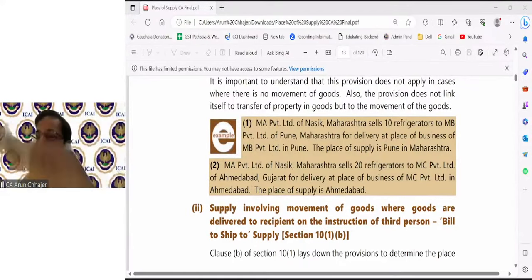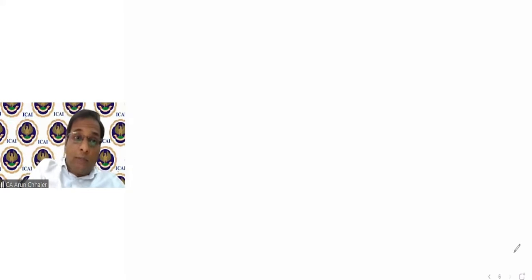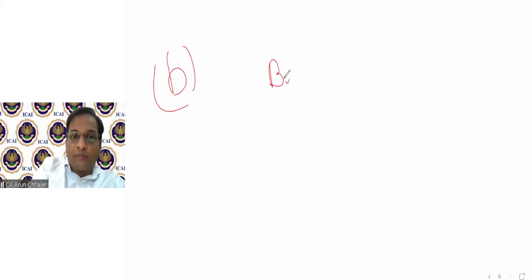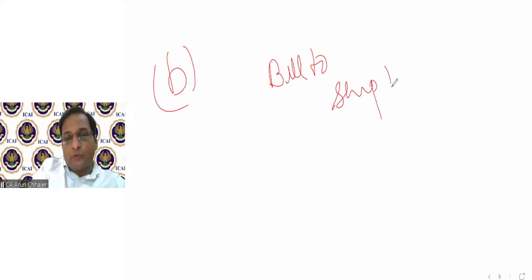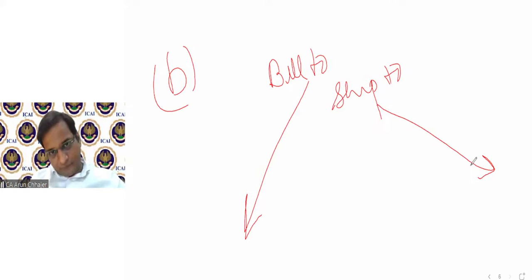Now, second clause, let me read first. Clause A was saying when there is a movement of the goods. But clause B says in case of the bill to ship to model. What is the bill to ship to model? You are billing to one party, but you are delivering to another party.